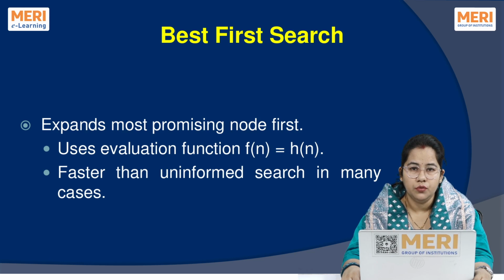It evaluates nodes using an evaluation function, often written as f(n) equals h(n), where h(n) is the estimated distance to the goal. By always selecting the most promising node, best first search can reach the goal faster than uninformed methods. However, it does not consider the cost already incurred to reach a node, which may lead to a suboptimal solution. Therefore, while best first search is fastest in many situations, it does not always guarantee optimality.